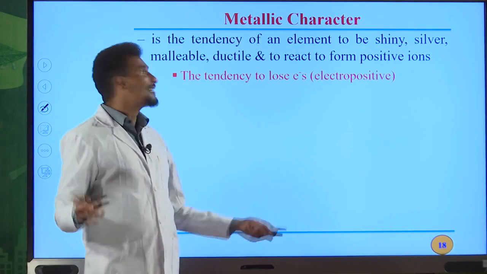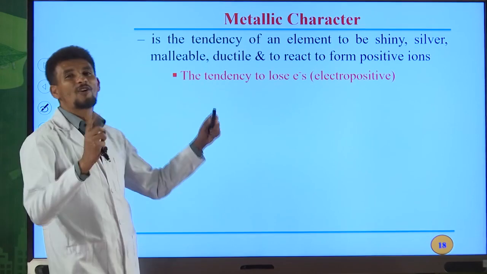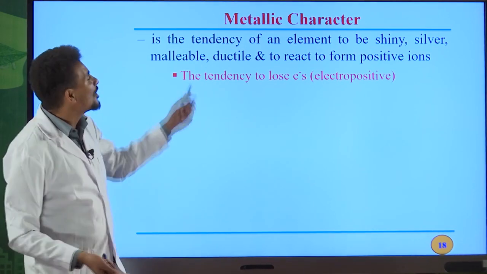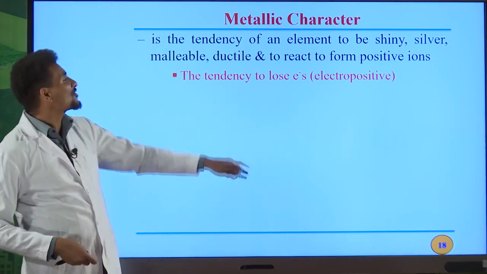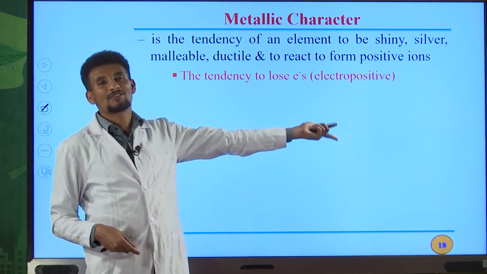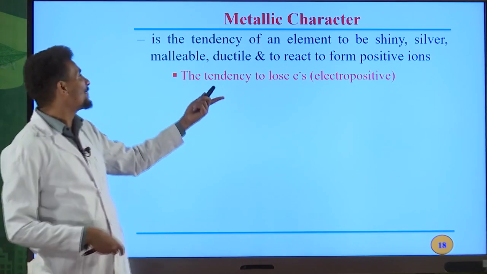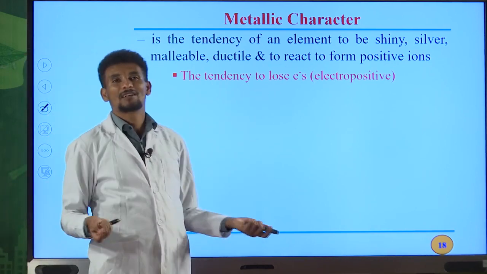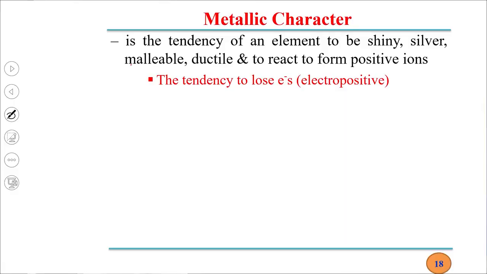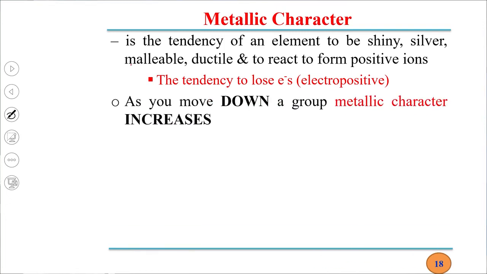Okay, another one is metallic character. This is the tendency of metals to lose electrons to form positive ions. Because of this reason, they are also named electropositive elements. But in the case of non-metallic character, non-metals have the tendency to gain electrons to form negative ions. They are also named electronegative atoms. So as we move down the group from top to bottom, metallic character increases. But from left to right across the period, metallic character decreases.